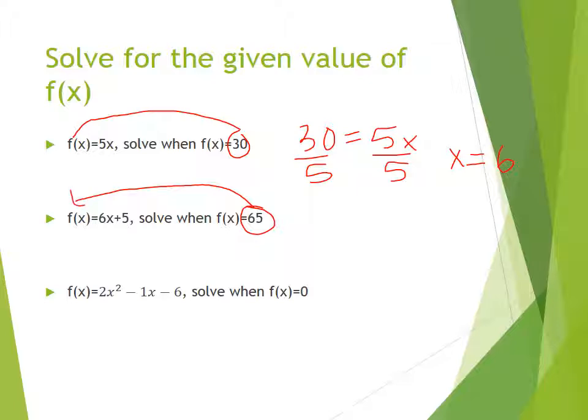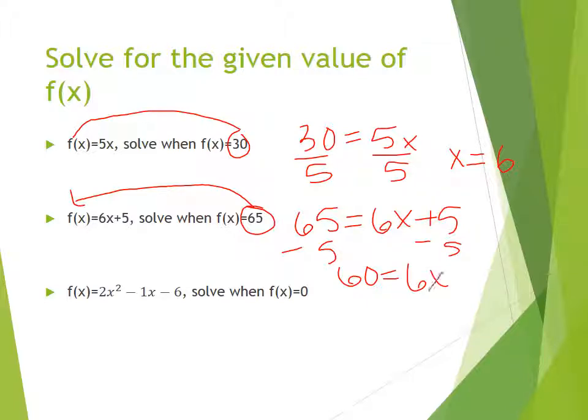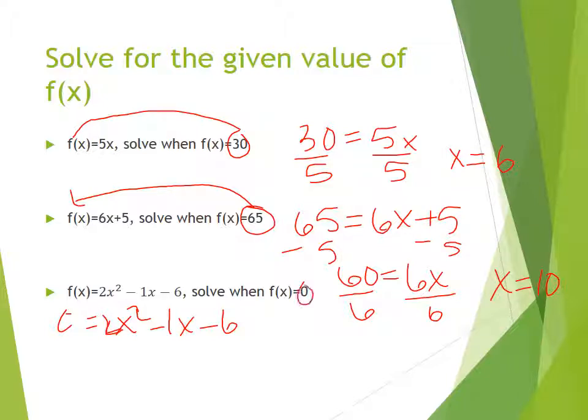65 goes in for that f of x, so 65 equals 6x plus 5. Subtract 5. 60 equals 6x, divided by 6. So x equals 10. And on the last one, 0 equals 2x squared minus 1x minus 6. That 0 is going in for that f of x.